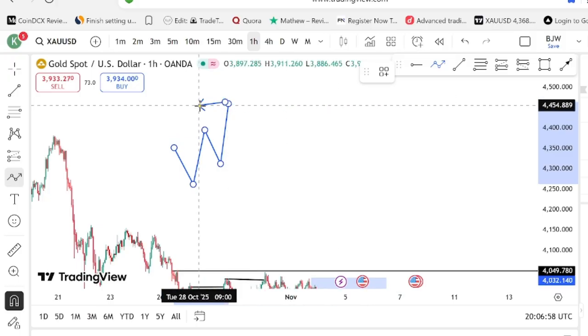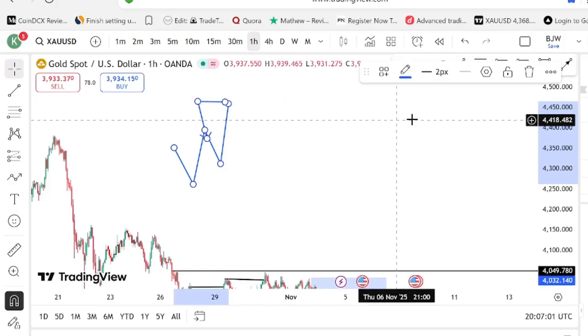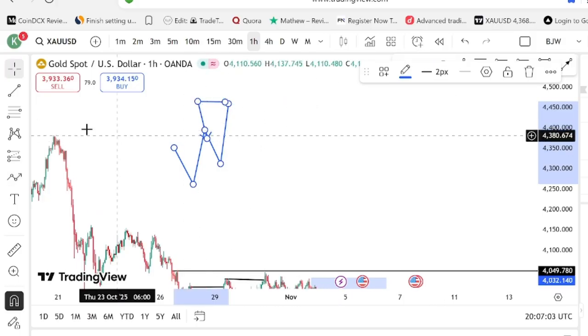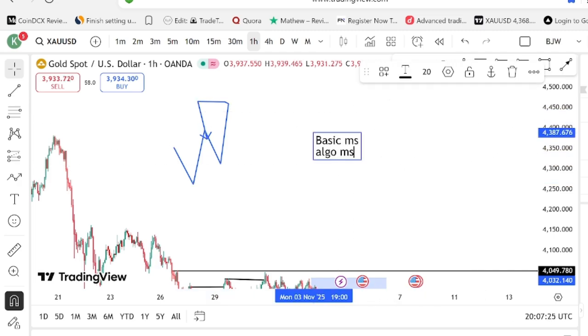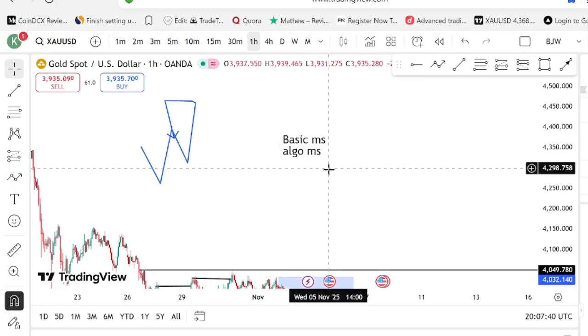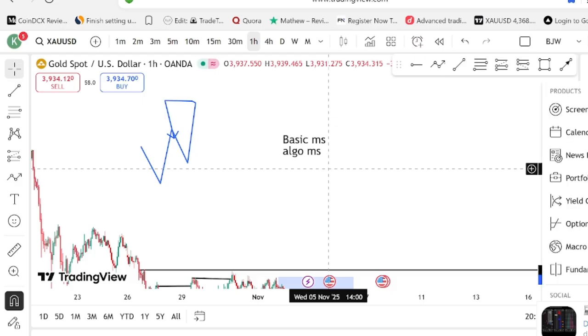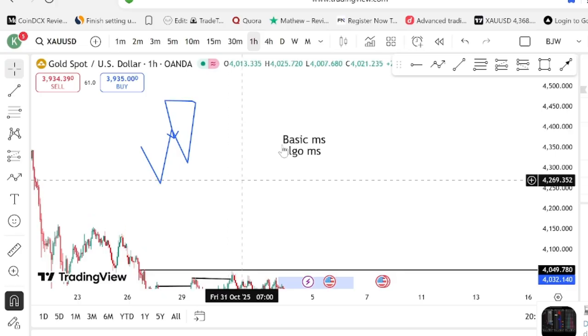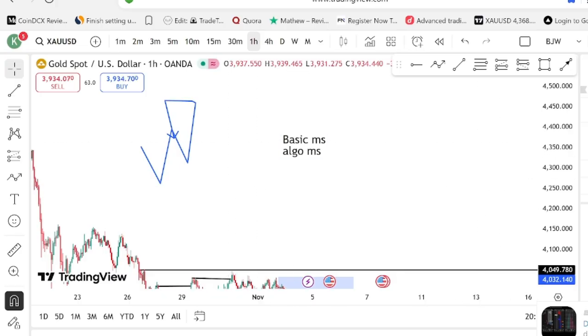So basically we have two types of market structure: the basic market structure and the algo. I'm going to write it down right here. I'm going to go ahead and explain the basic, and subsequently I'll explain that of the algo. The basic market structure already tells you the direction of the market. Looking at your TradingView chart, you see that the market is giving you either a bullish trend or a bearish trend. Knowing this is basic.